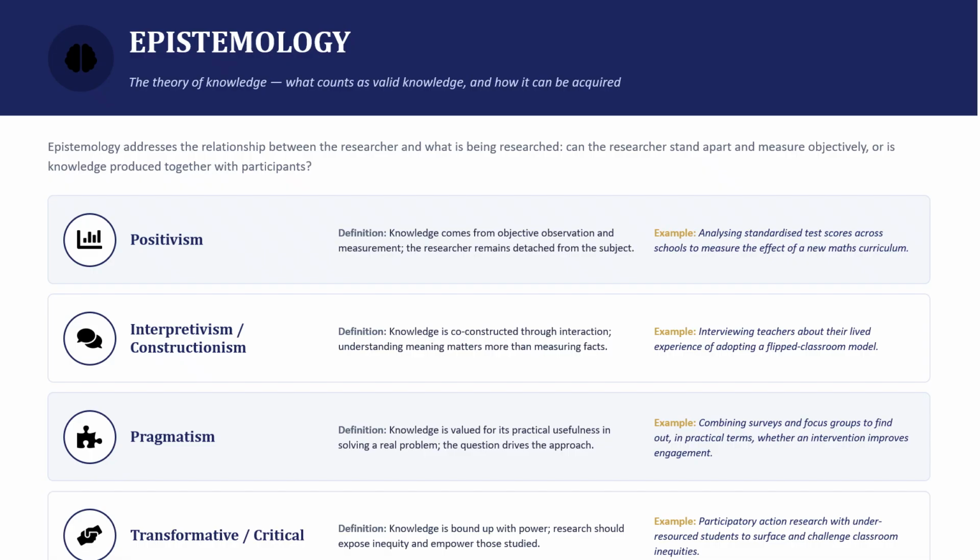There are four areas given here, but I'll just focus only on the first three. You see now, positivism, interpretivism or constructivism, and pragmatism.